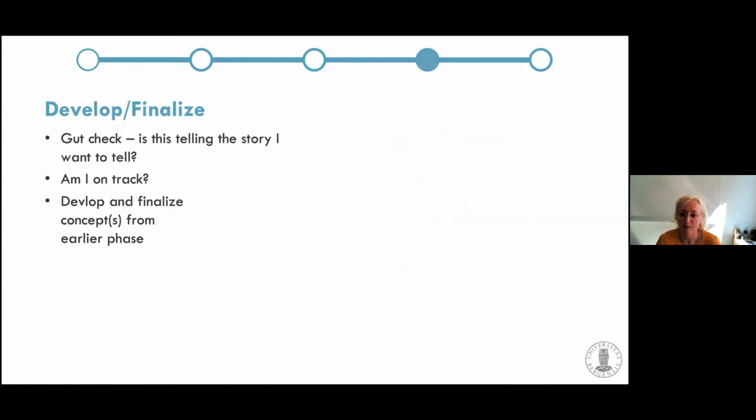Next is refining and finalizing your chosen idea with ongoing gut checks for yourself that you're not going off in another direction. You can also be asking yourself in this phase, are you on track? Can you deliver what you're actually setting out to do? Do you need to scale it back at all? Because again, you won't have anything to communicate if it's not done. So it's helpful to have something complete and figure out what your minimum viable product is.